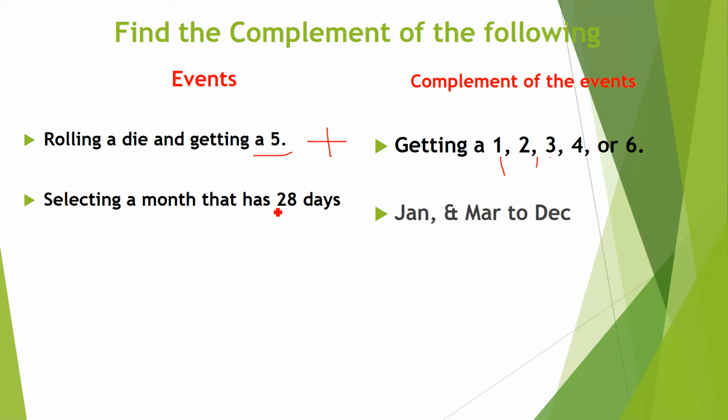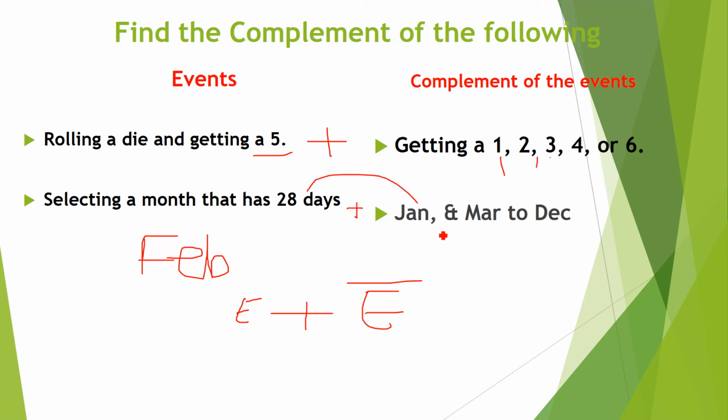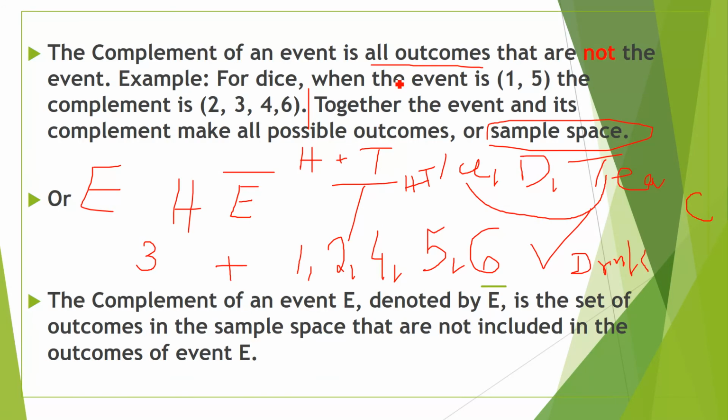Similarly, selecting a month that has 28 days, which is February. This is the event E. And what is the complement of this? All the remaining months, January and then March to December, are the complement. If I add this and this, February will also come up here, January to December, which is the total number of outcomes, which is called the sample space. So here, together the event and its complement make all possible outcomes, which is called the sample space. Now I think it is clear.